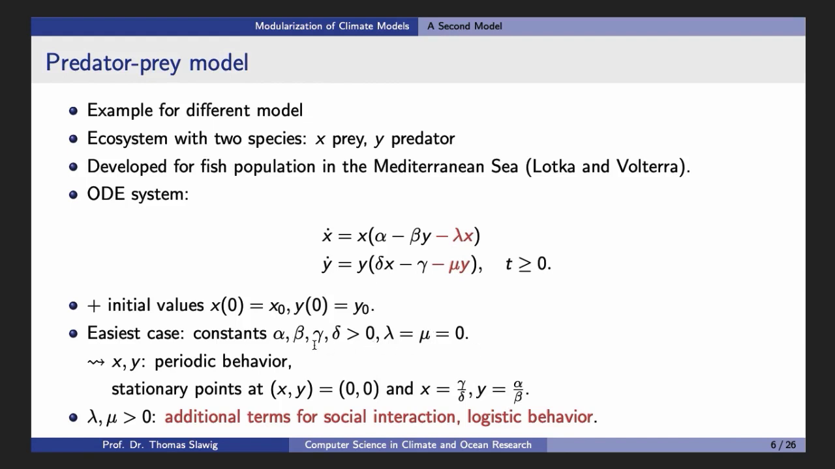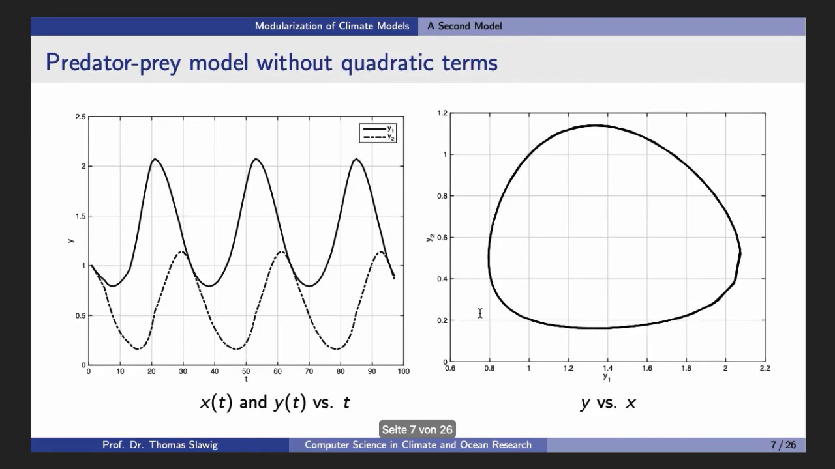You can also assume that the constants are time dependent, then it becomes more and more complicated, but in the first case we just consider this example with parameters alpha, beta, gamma, delta greater than 0, and we want to see what is happening. This is a typical example without the quadratic terms, so without these social interaction terms. Then you get a periodic behavior.